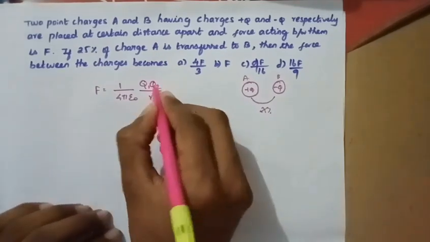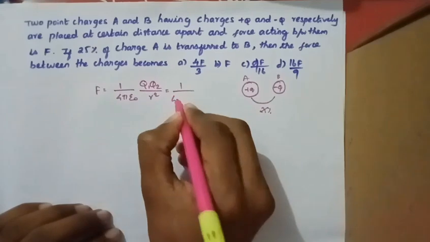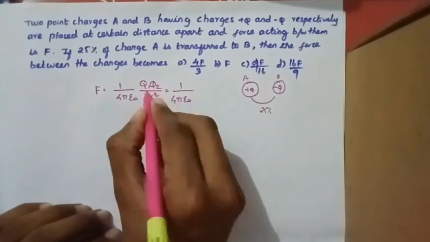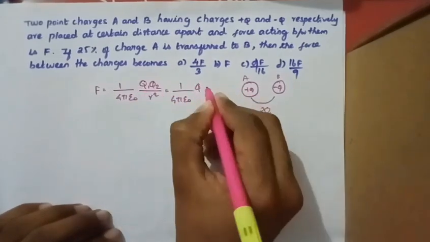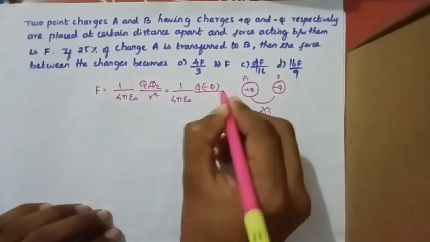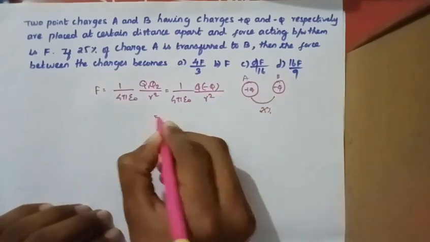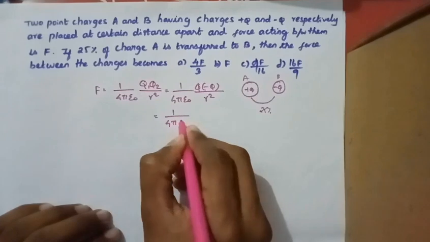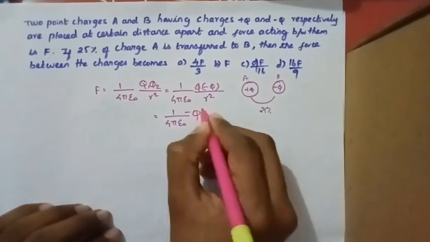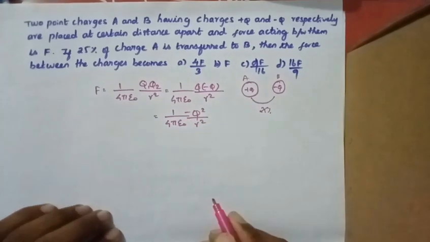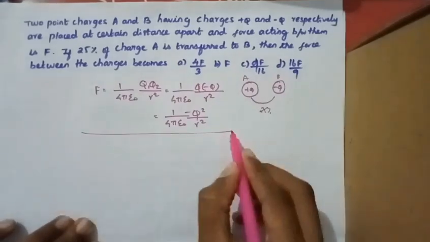So substitute the values, you will get 1 by 4 pi epsilon naught. Q1 value is positive Q and Q2 value is minus Q, and the R square remains the same. So you will get the answer as 1 by 4 pi epsilon naught minus Q square by R square. So this is the initial case.